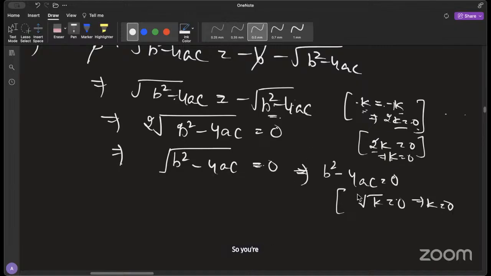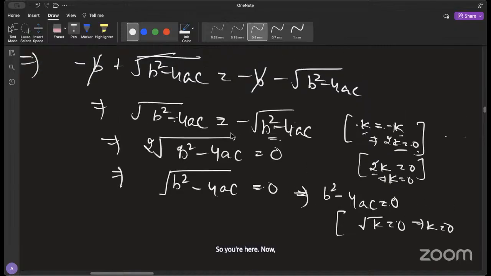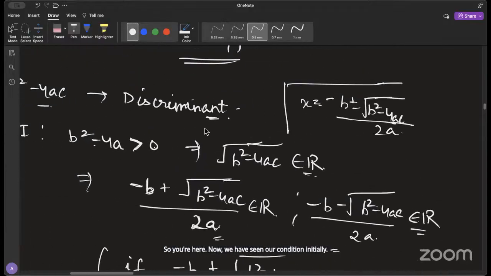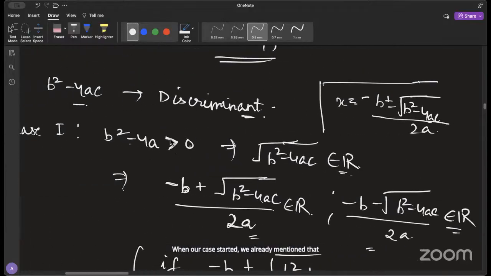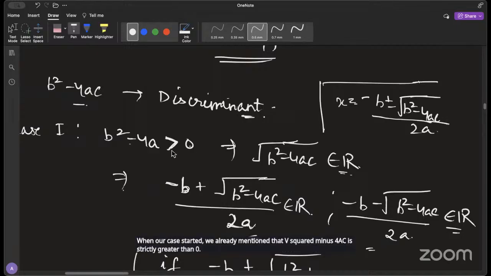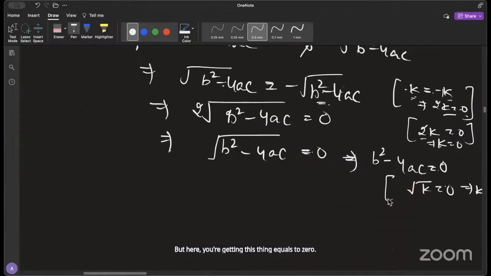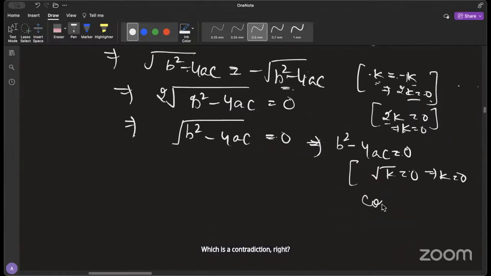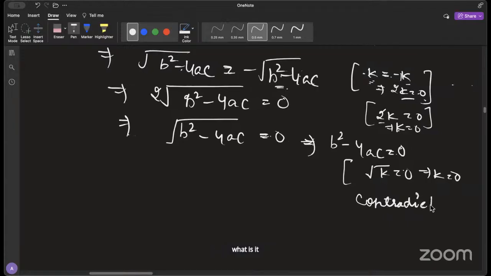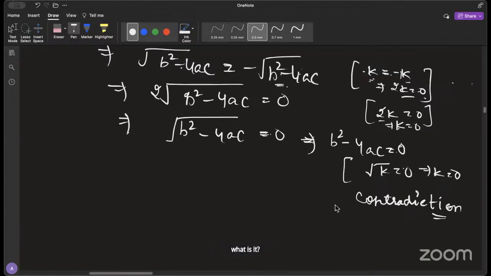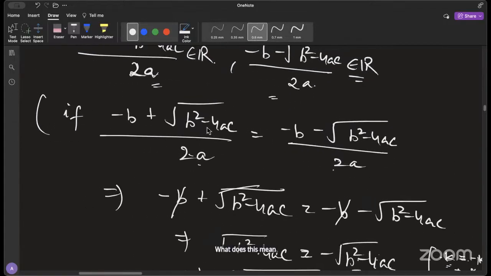Now in our condition initially, when our case started, we already mentioned that b square minus 4ac is strictly greater than 0. What does this mean? Strictly greater than means it cannot be 0 and obviously cannot be less than 0, right? But here you're getting this thing equal to 0, which is a contradiction. You're contradicting what you assumed initially. What does this mean? That what you've done here should not be possible.